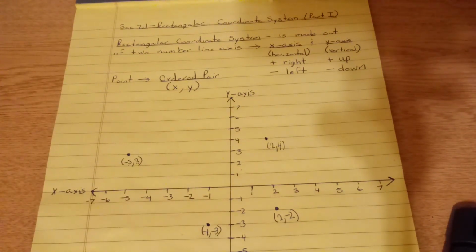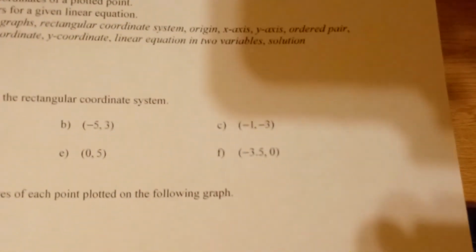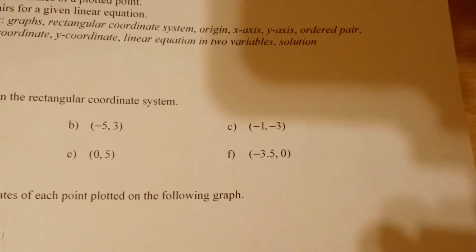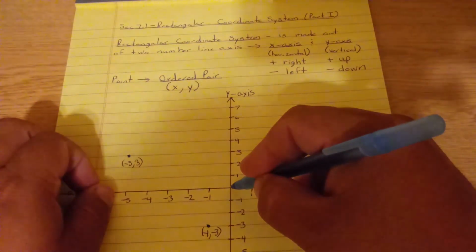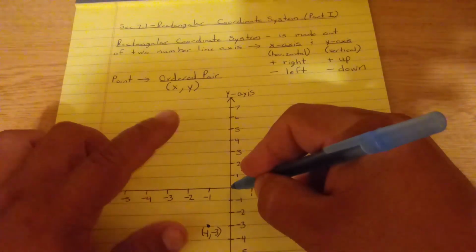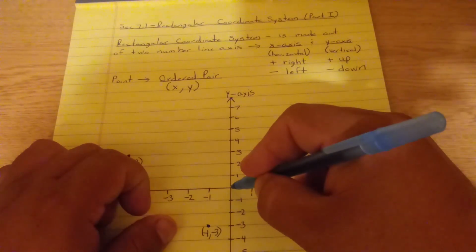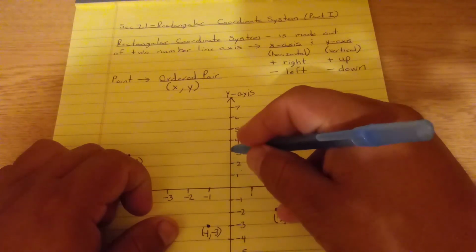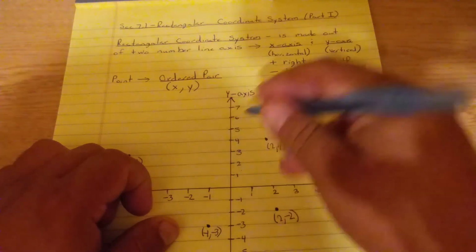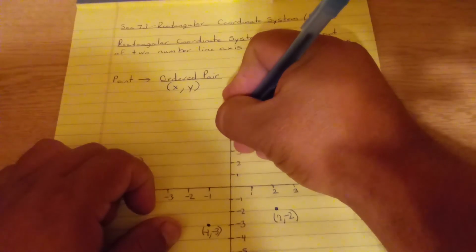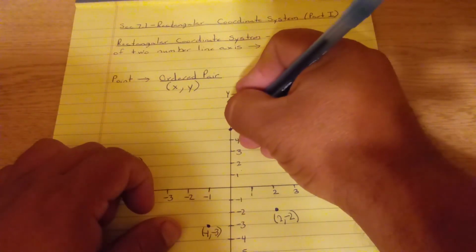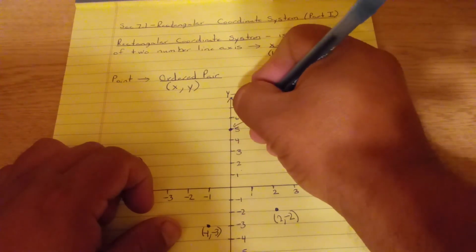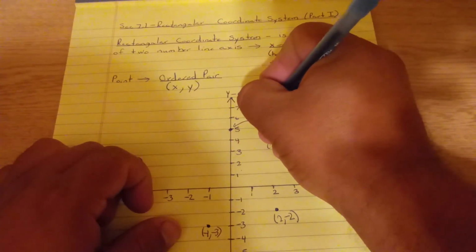The next value that we have is 0, 5 for letter E. Since x is 0, we're not going to move on the x, it stays right there. But we're going to move up or down. Your y value is 5, so you're going to move 1, 2, 3, 4, 5. So this one will be right on the y-axis. This will be the ordered pair for 0 and 5.